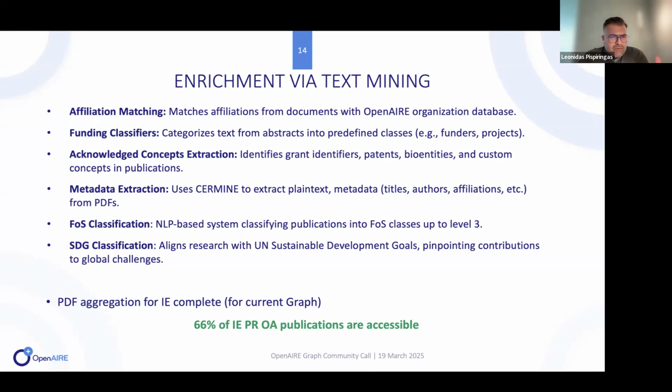SDG classification, where we use an NLP-based system classifying publications into field of science classes up to level 3. And currently we utilize in OpenAIRE only level 1 and level 2 for the time being. And the SDG classification, where we align research with the UN Sustainable Development Goals, pinpointing contributions to global challenges. And the PDF aggregation for the National Open Access Monitor of Ireland to monitor Irish research output. So the current graph is almost 66% of the Irish peer-reviewed open access publications.